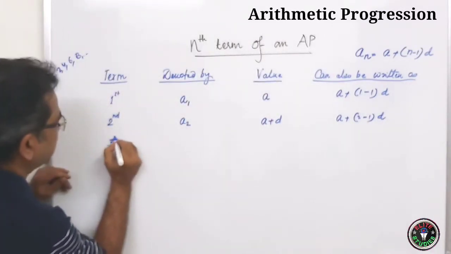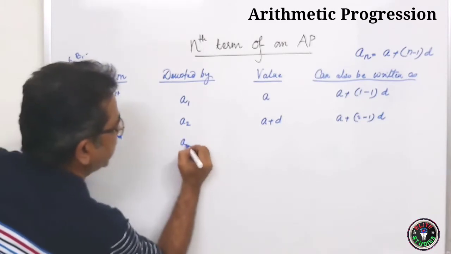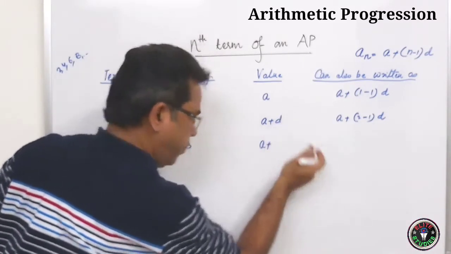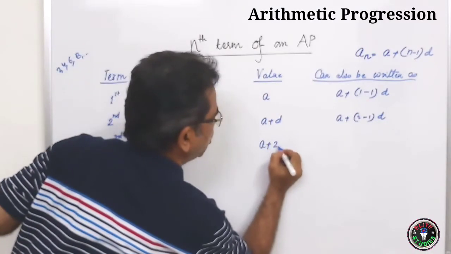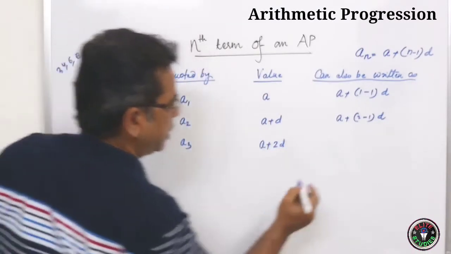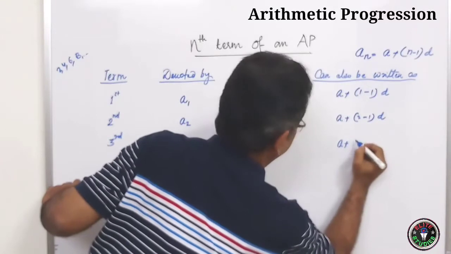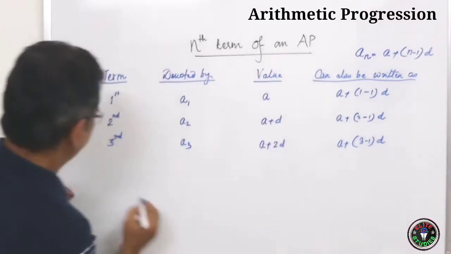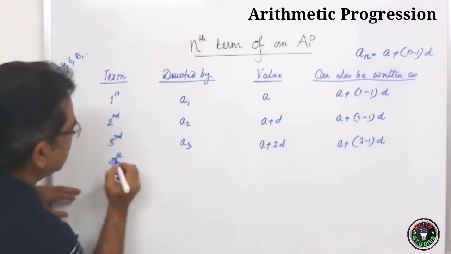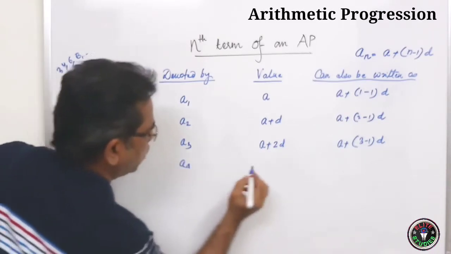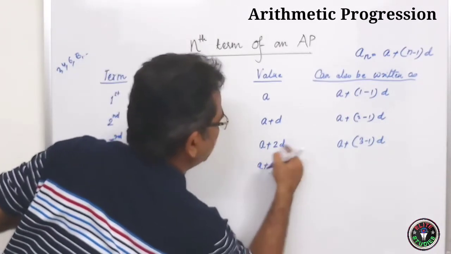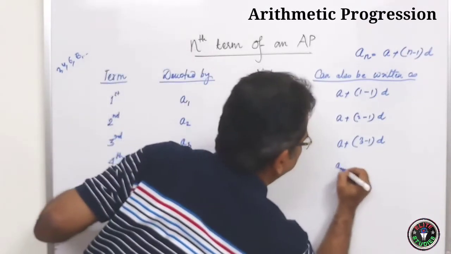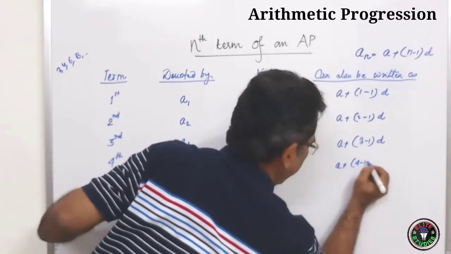Similarly, the third term we represent as a3, and we write it as a + d + d, which will be 2d. Very important. So it will be a + (3 - 1)d. Similarly, the fourth term will be written as a4. It will be written as a + 2d + d, a + 3d. And here we can write it as a + (4 - 1)d.